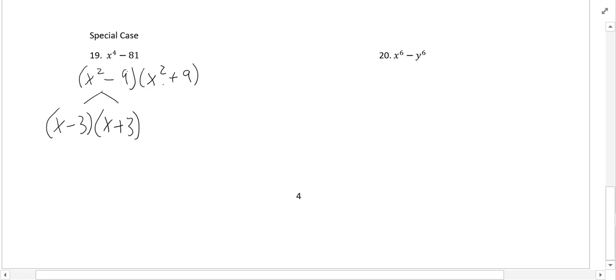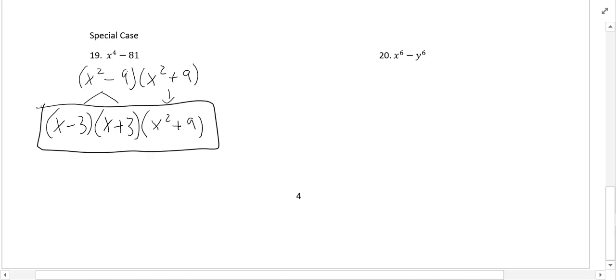All right, so let's look at our next term. X squared plus 9 is not a special case. There is no sum of squares. There's a sum of cubes, but not a sum of squares. So I can't do anything with this, so I'm just going to bring it down. So x squared plus 9. And since that's all I can do, and now it's fully factored, that is my final answer.